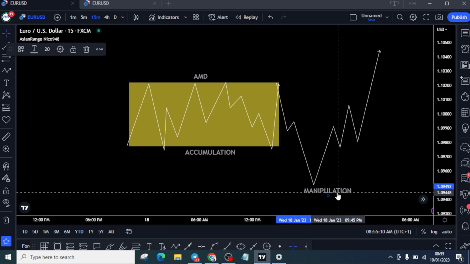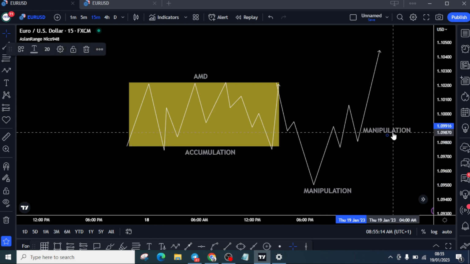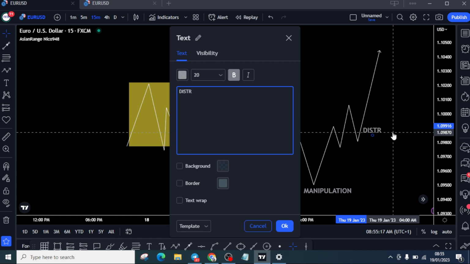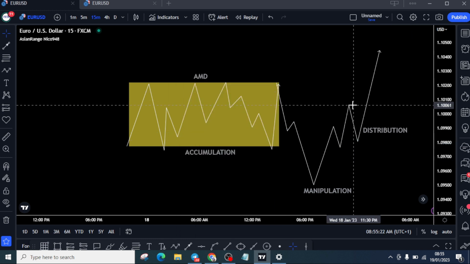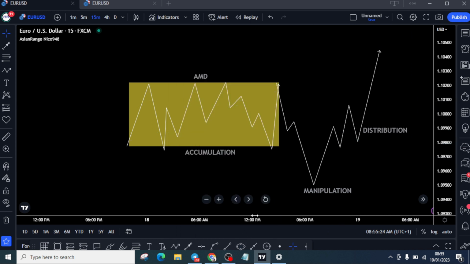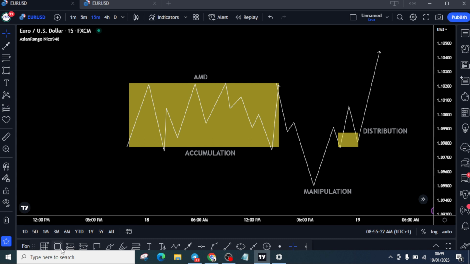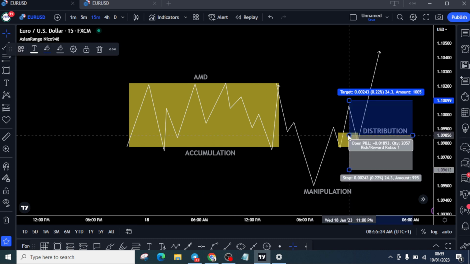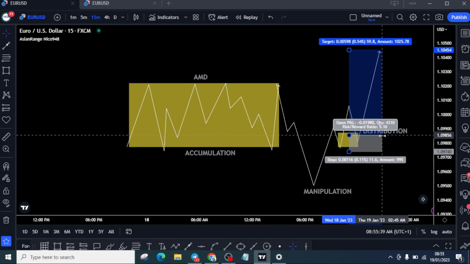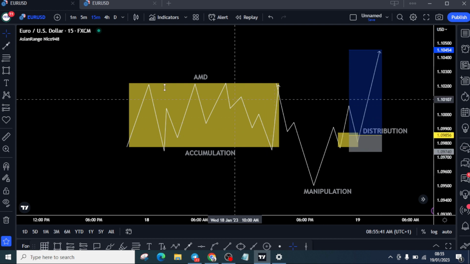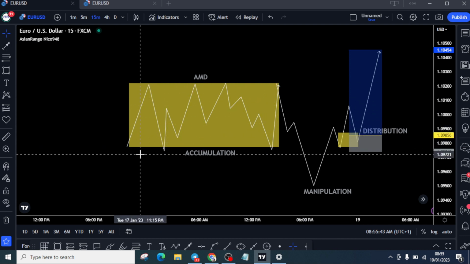Manipulation. And we now have what's called distribution. Now take note, distribution only occurs at the right time, and this is the best time to engage in the charts. The distribution time is the best time you should even consider taking trades. The reason is, most of the time in the accumulation phase, you are going to be stopped out.